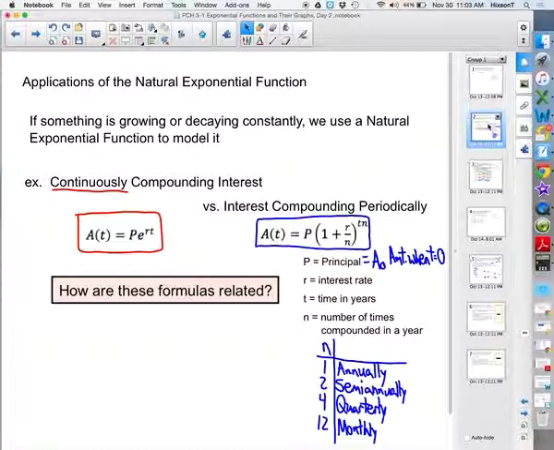So we could then use that to approximate different things. I have you memorize these two formulas, not only because they're commonly used in finance, but also because this one in particular is used a whole lot in a lot of different contexts.